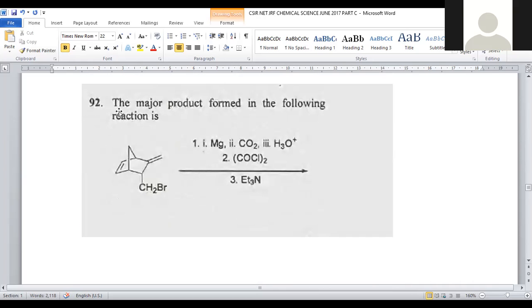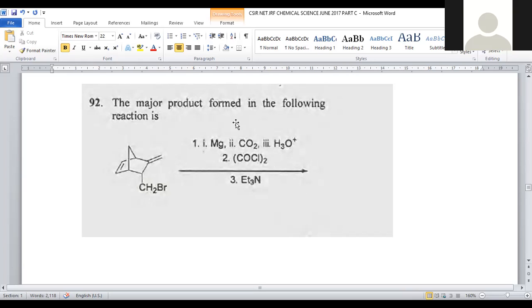Let us move on to question number 92. Again, it is a part of organic chemistry. Here, a Grignard reagent is applied, and other reagents are also provided, so we have to find what will be the product. A norbornene system is given, having a side chain of alkyl halide and a vinyl group. It is treated with magnesium metal, carbon dioxide gas, then acidified water, then (COCl)2, triethylamine base. By treating with all these sequential reagents, what will be the final product?